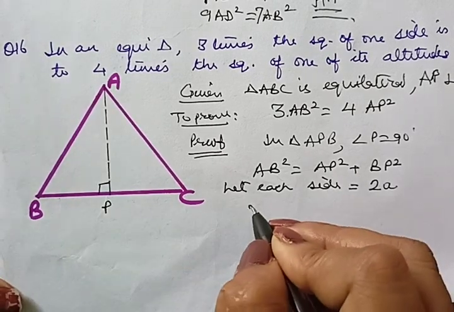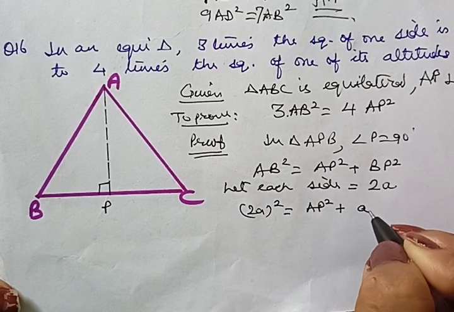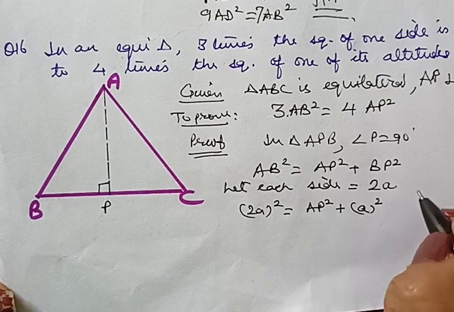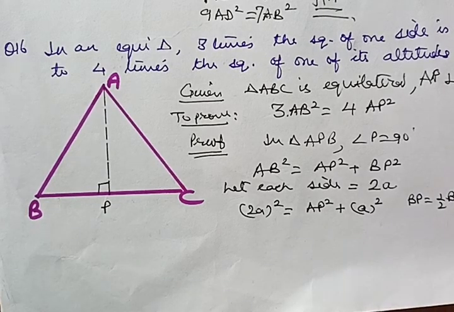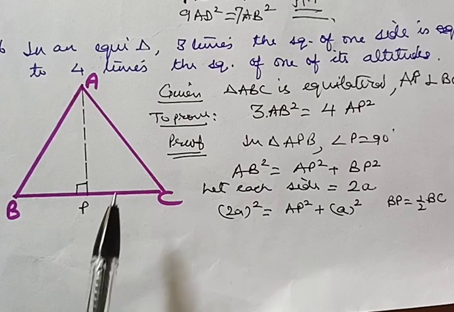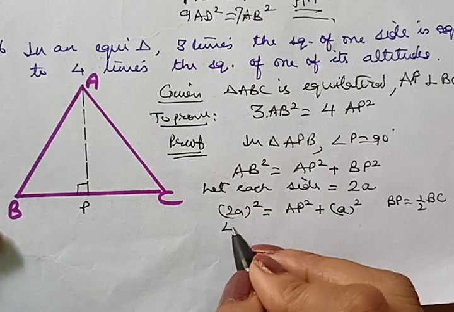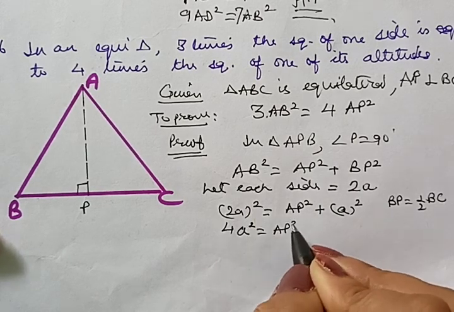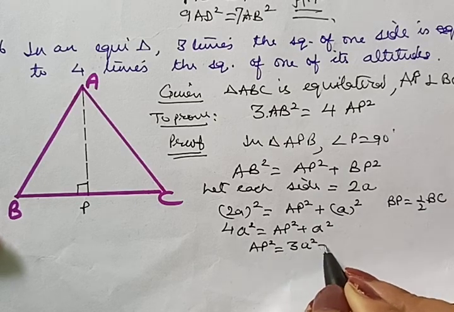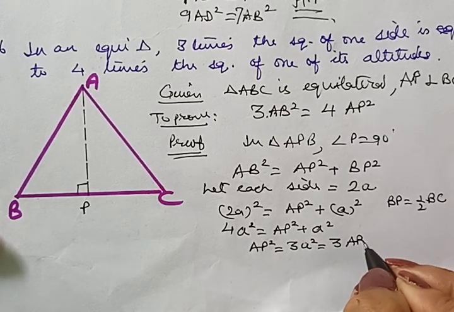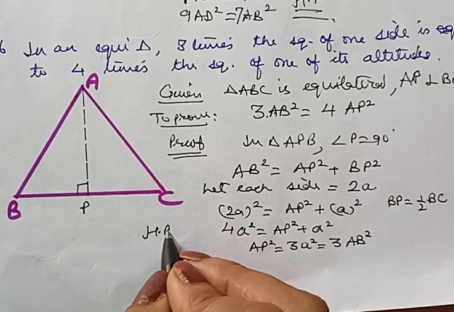So I get AB square is 2A whole square is equal to AP square we have to find, and BP square is A square. Why? BP is half of BC. In an equilateral triangle, perpendicular bisects the base. This result is being used very commonly. So I get 4A square is equal to AP square plus A square, or AP square comes out to be 3A square, or I can write as 3 times AB square or 3 times BC square, and hence it is proved.